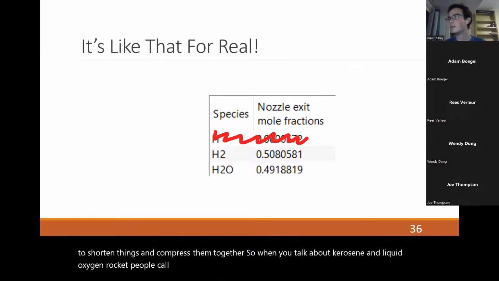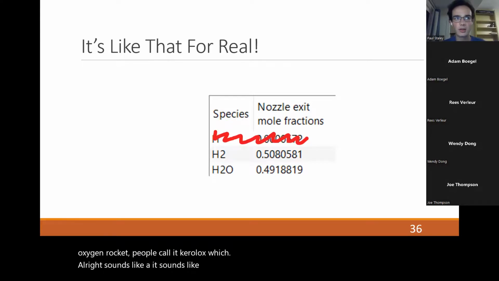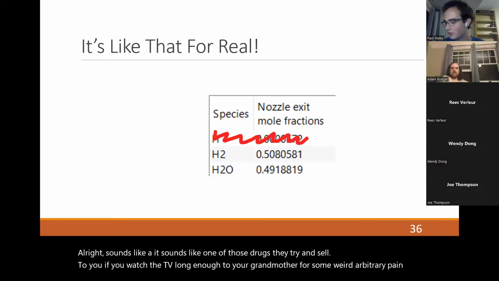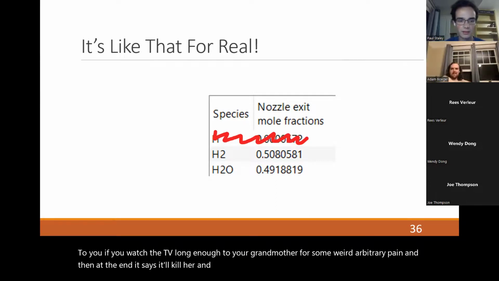which I don't know, it sounds like one of those drugs they try and sell to you if you watch the TV long enough. It's for your grandmother for some weird arbitrary pain, and then at the end it says it'll kill her and doesn't fix the pain, in the fast words.